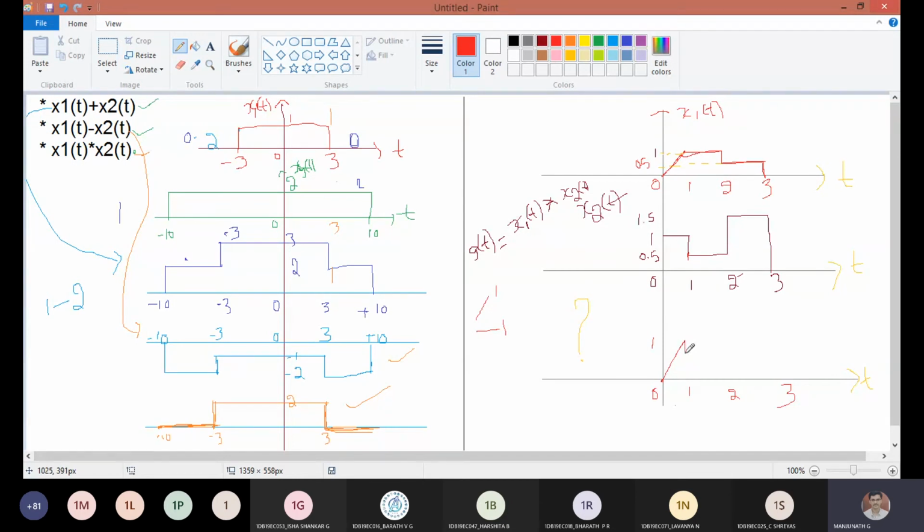Next, 1 to 2. From 1 to 2, the signal is constant on both sides, but the amplitude is different. One has 1, the other has 0.5. It means I'm going to retain my position at the same amplitude level from 1 to 2. Is it okay, guys? Yes, sir.